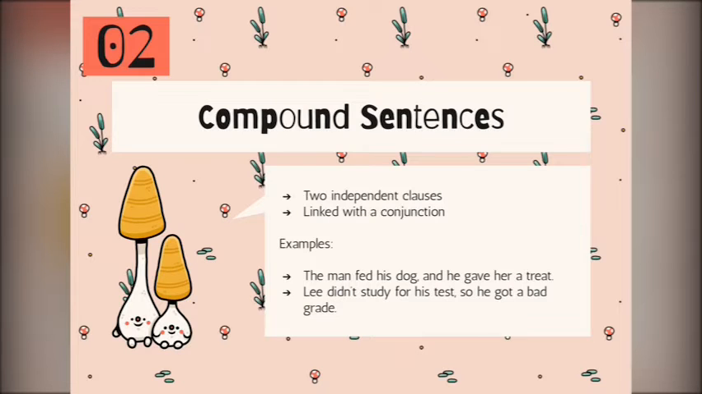So in the first example, the man fed his dog is an independent clause, as well as he gave her a treat. On their own, those would be considered simple sentences, but they're linked with the coordinating conjunction and. So the man fed his dog and he gave her a treat altogether is a compound sentence. The second example is acting in the same way. The clause Lee didn't study for his test is independent, and the clause he got a bad grade is also independent, but they're linked with the coordinating conjunction so, and that makes it a compound sentence.